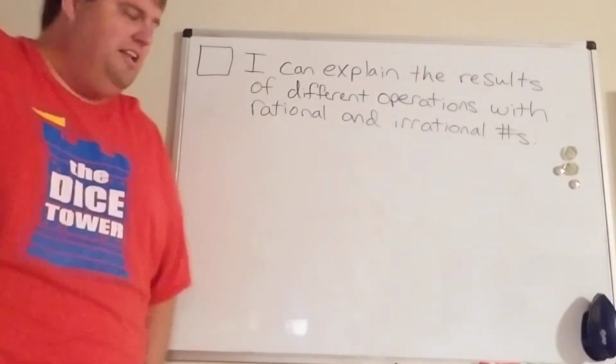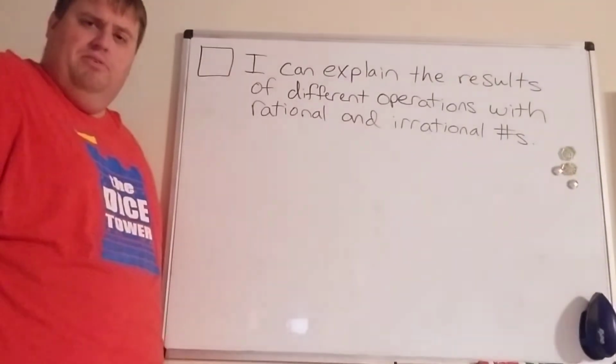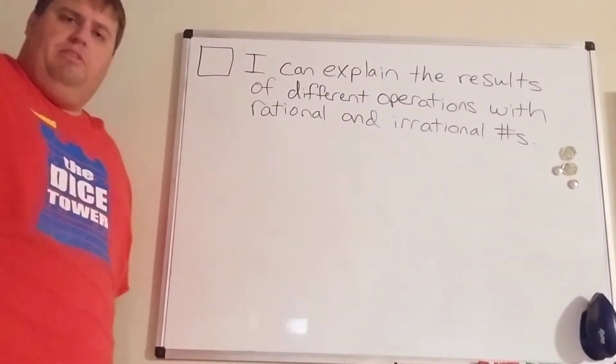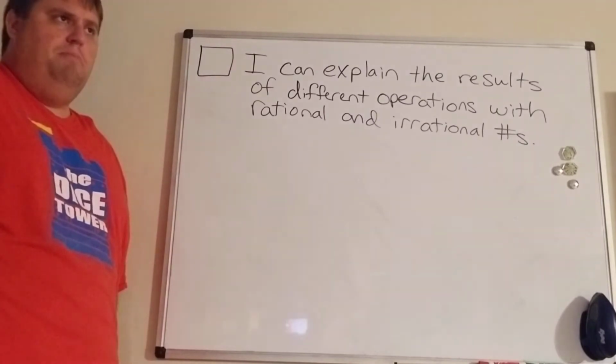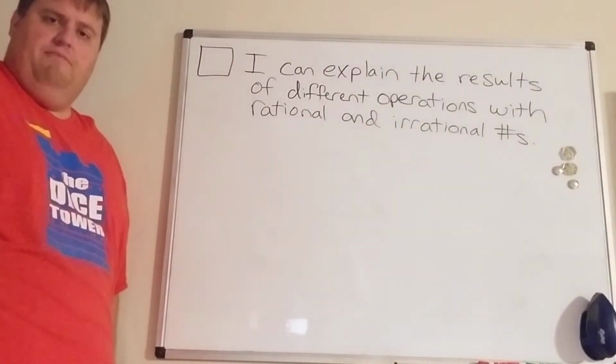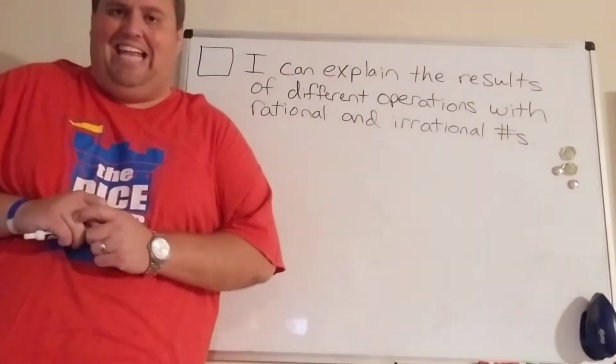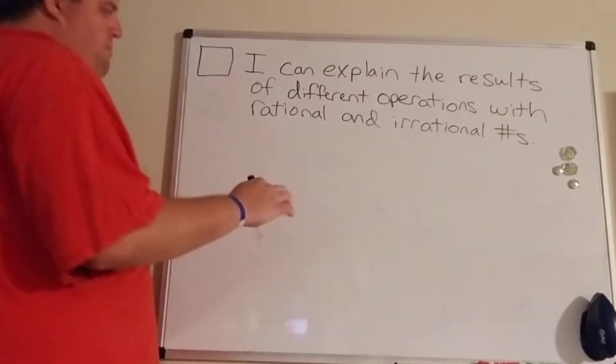So we're going to talk today a little bit about operations with rational and irrational numbers. Just a quick review of what rational and irrationals are. We're going to talk about sets of numbers and kind of what that looks like. Okay, so first let's talk about what a set is. A set is just a group of numbers.